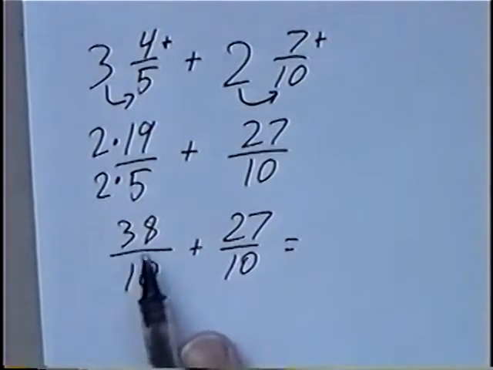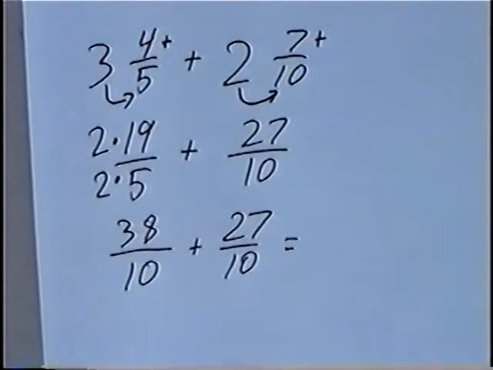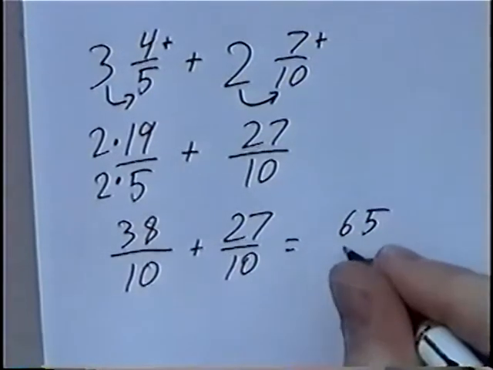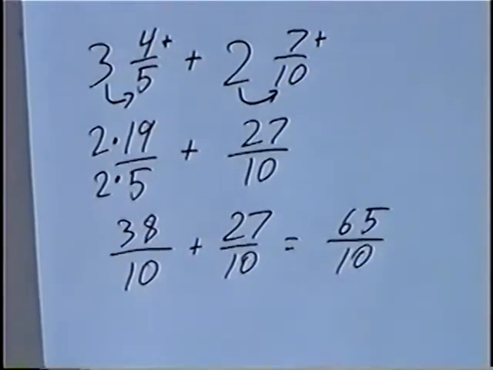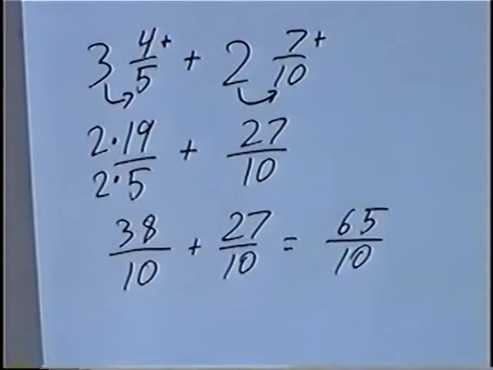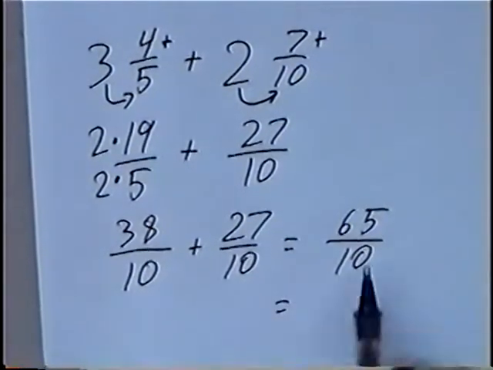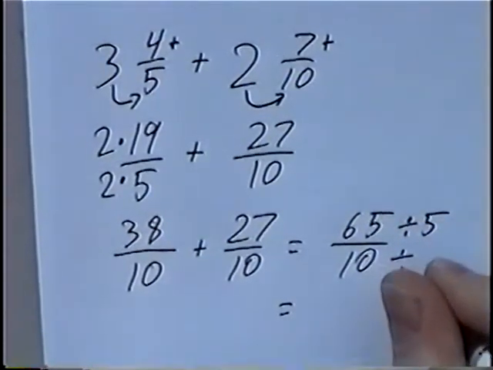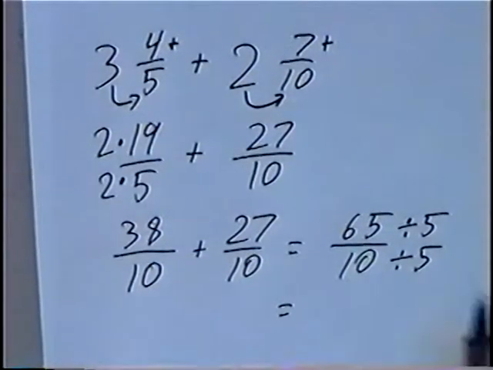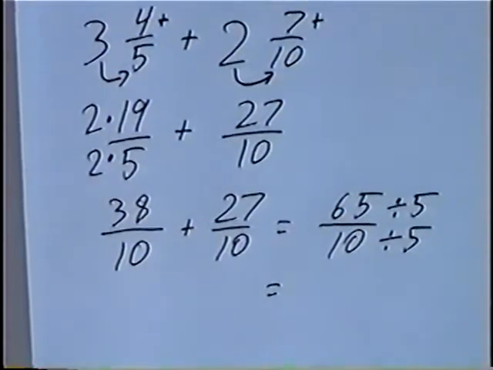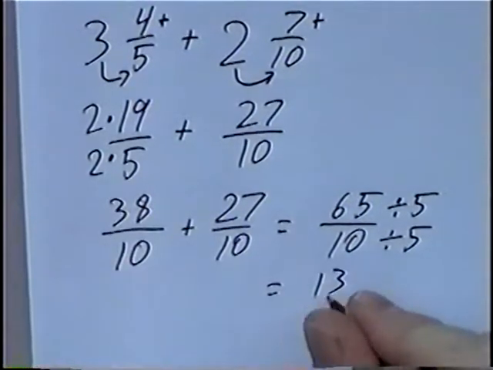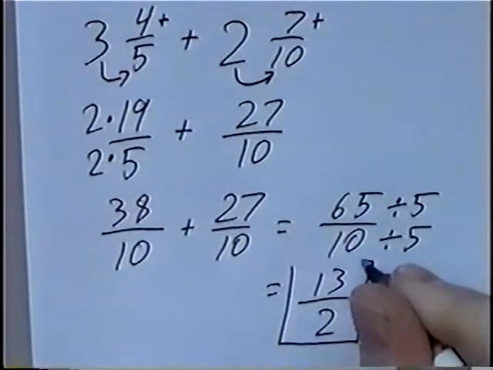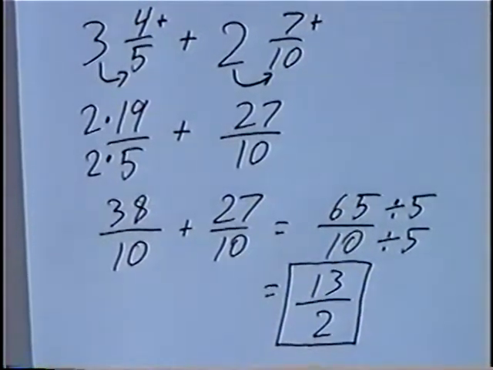And with common denominators, we can just add the numerators. 38 plus 27 would be 65 over the same denominator, 10. Keep in mind we want to reduce fractions when possible. If we have 65 and 10, we can divide each of those by 5. 65 divided by 5 would be 13, and 10 divided by 5 would be 2. So our final answer is 13 over 2, or 13/2.